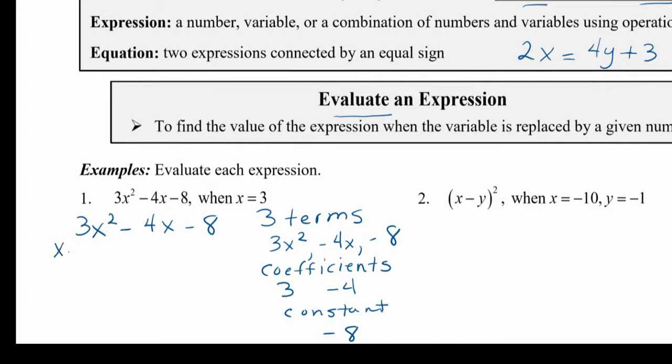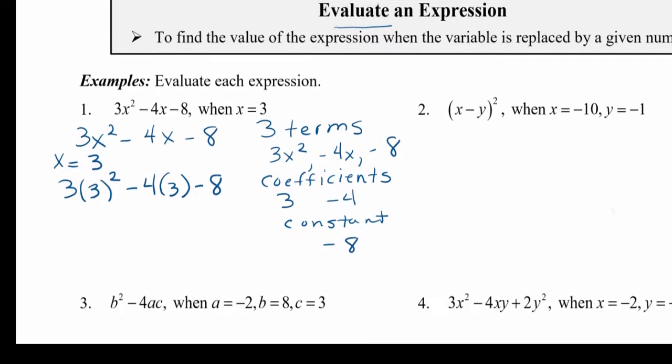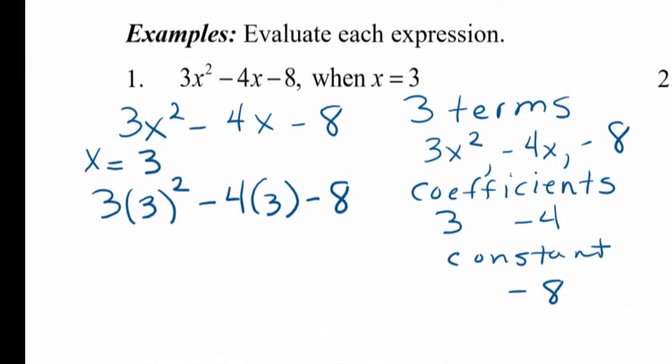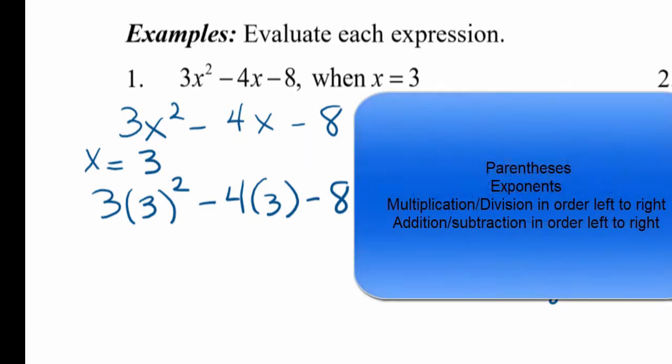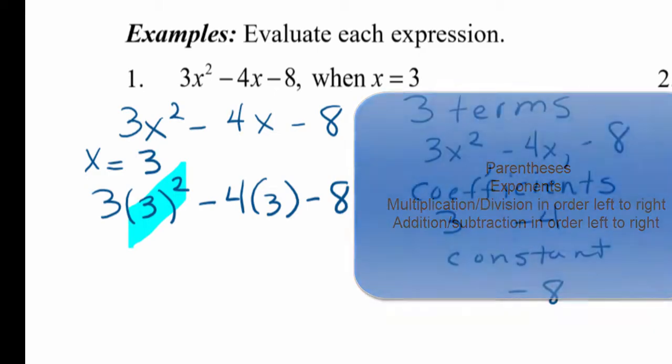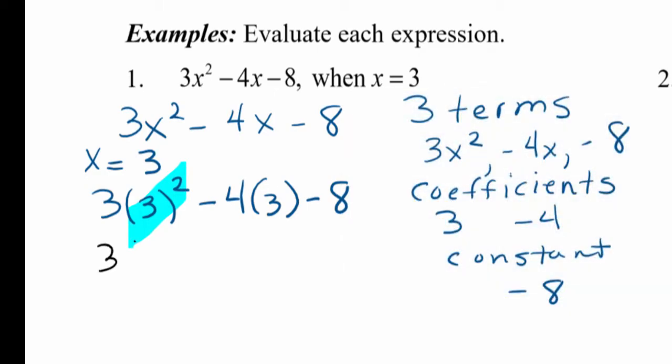We are going to evaluate this expression when x is 3. So that means that we're going to substitute 3 in wherever we see an x in the expression. So I'm rewriting here 3, and I'm putting a parenthesis and putting 3x squared minus 4 times 3 minus 8. And now we're going to evaluate the expression by using our order of operations. And that means that we're going to do the exponent first, isn't it? So 3 times 3 squared, that's a 9. So we're going to replace the 3 squared with a 9.